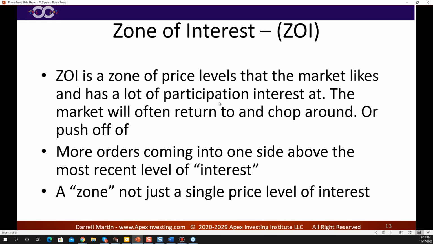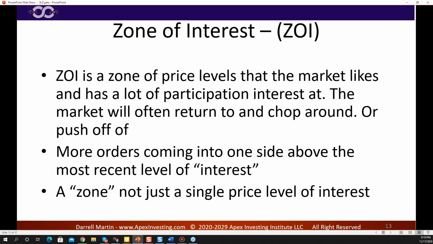So SLZ, what is the Z? The Z stands for zone of interest. Now, some of you may be familiar with this already if you were watching some of the past webinars that we've done with understanding the charts. But a ZOI stands for zone of interest. It's a zone of price levels, not just one individual price. It's a zone of price levels that the market likes and has a lot of participation interest at. And the market will return to those levels, will push off of those levels.